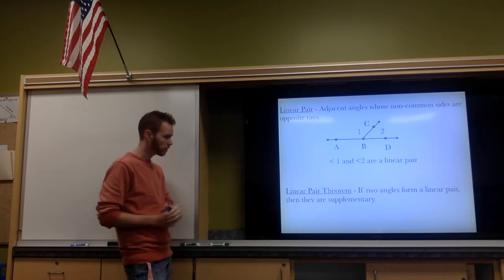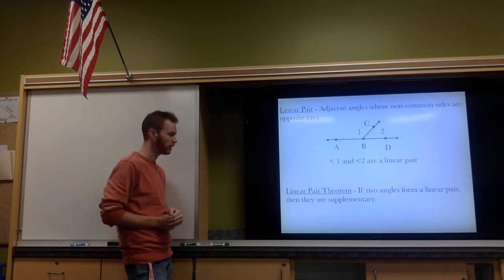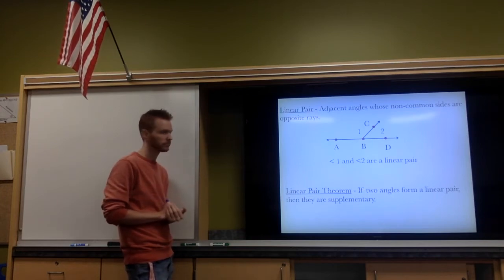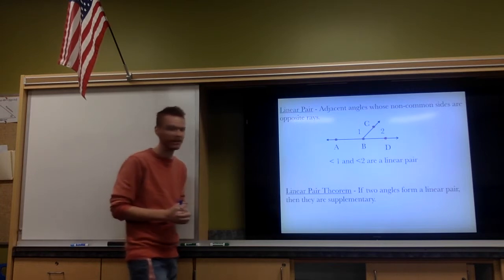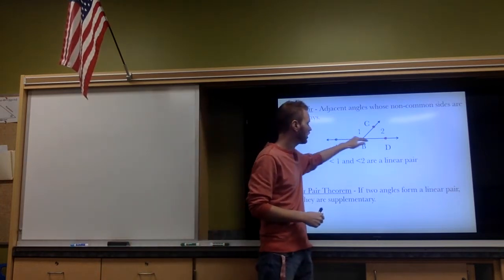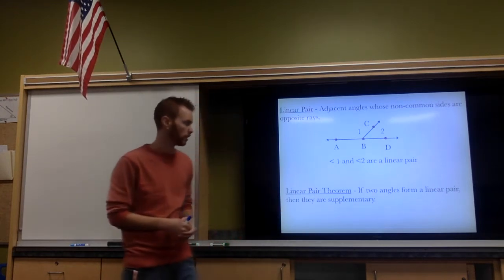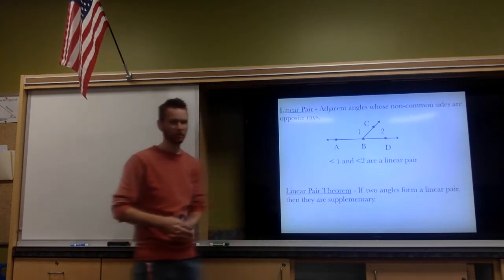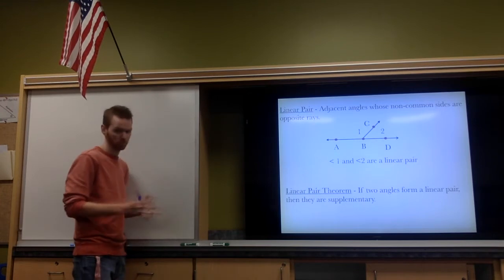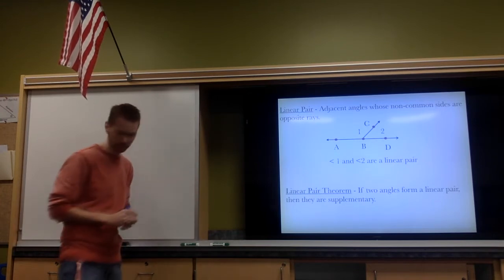Now the linear pair theorem states if two angles are linear, then they're supplementary. I think that's pretty intuitive, right? See how they're on a line? A line is half a circle. It's 180 degrees. So yeah, it should be supplementary, right? That's definition.